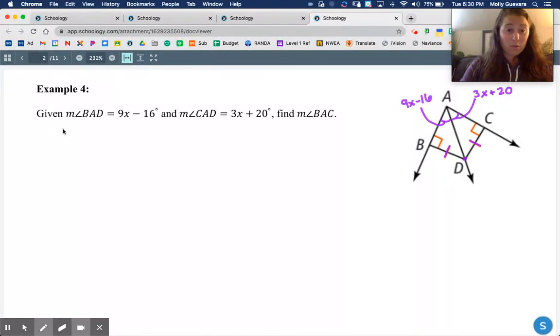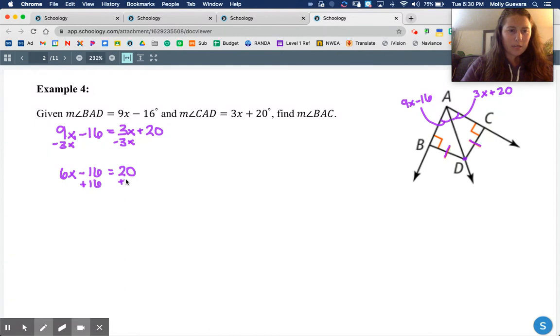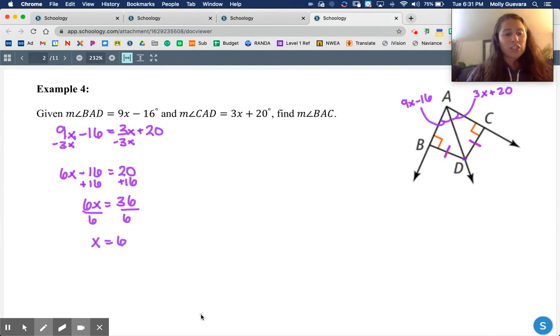So if they have to be equal, I can set them equal. So one angle is equal to the other angle. And I'm going to solve, so we can minus 3x. 9x minus 3x is 6x minus 16 equals 20. Let's add 16 to both sides. I get 6x is equal to 36. Divide by 6, divide by 6. X is equal to 6. So that's great, but it's not asking me what x is equal to, right? It wants the measure of angle BAC.